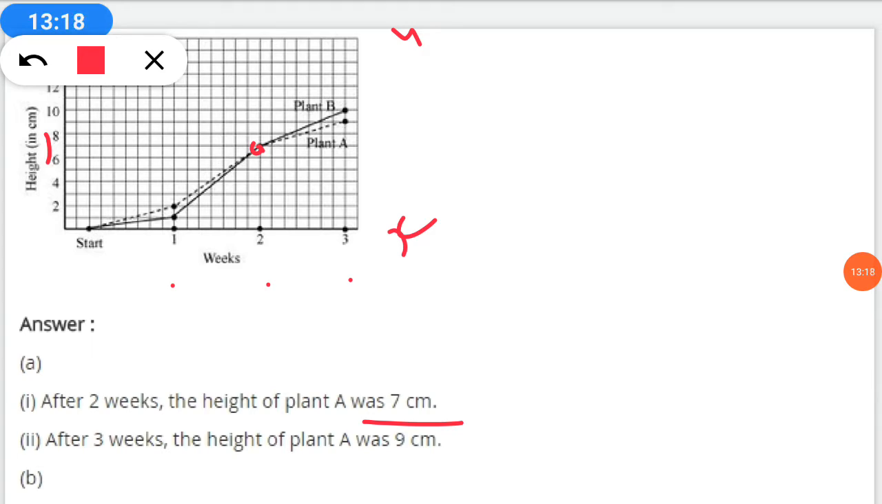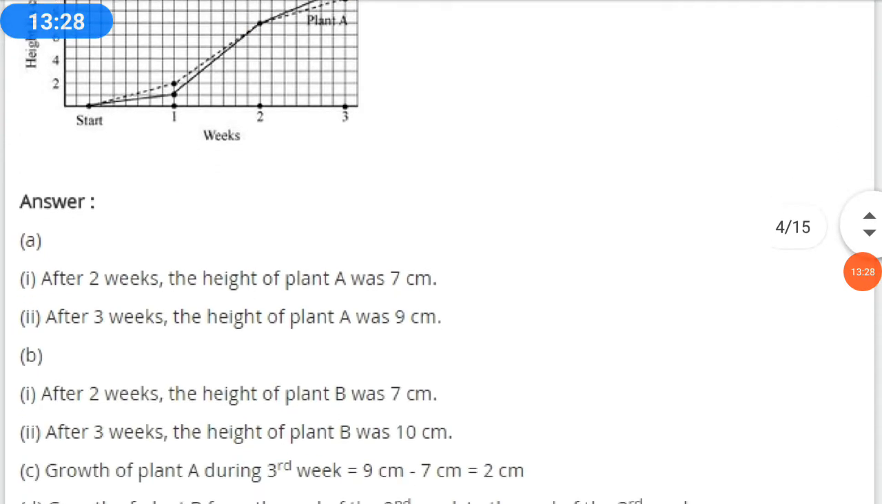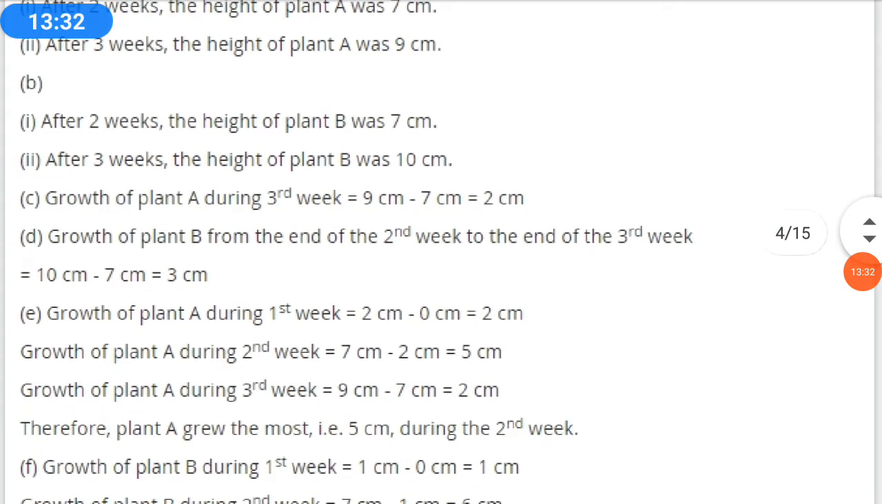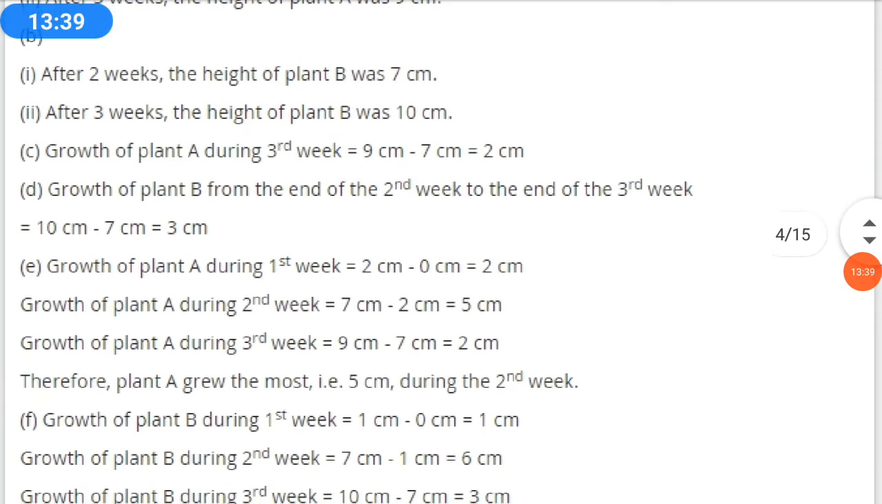After the second week the height of plant A was 9. Then in the next part of the question, after the second week the height of plant B was 7, and after the third week the height of the plant is 10 centimeters.